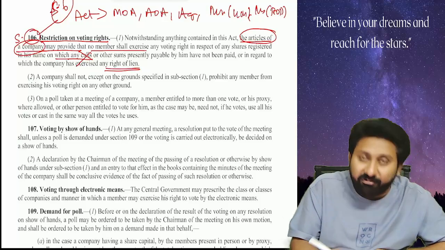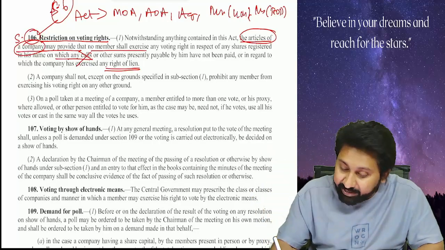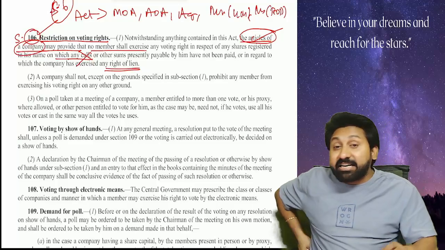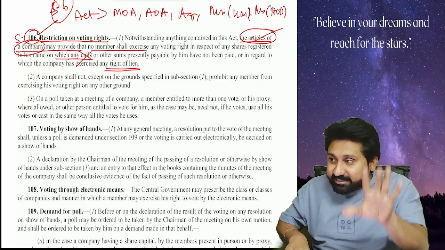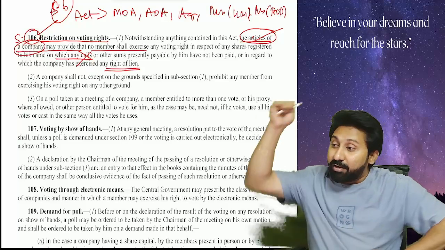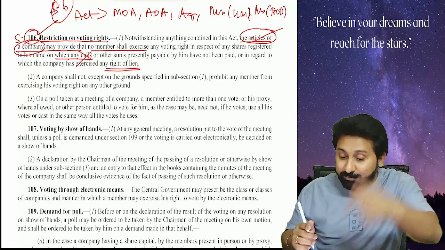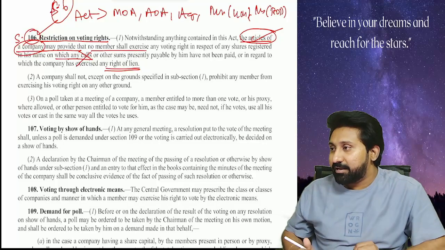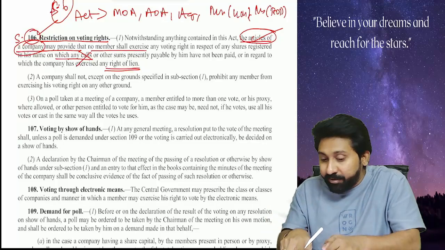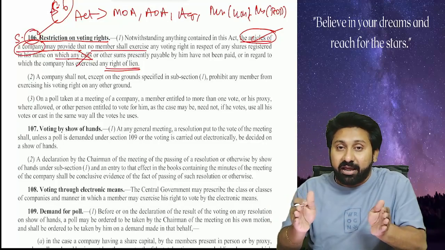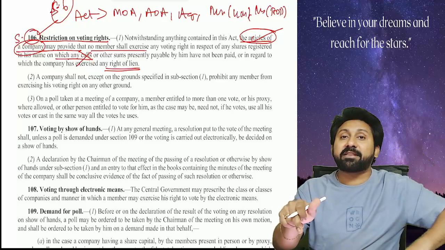Section 106 will be activated if and only if it is there in the articles. Is the section subjected to the articles, or the articles subjected to the section? Here in this case, the section itself is subjected to the articles. As per the general provision, the Act is bigger than the articles. But here, the articles are bigger than the Act. That's the meaning of saving. Saving means this section should be saved. Normally the Act is bigger than the articles, but here the articles are bigger than the Act.